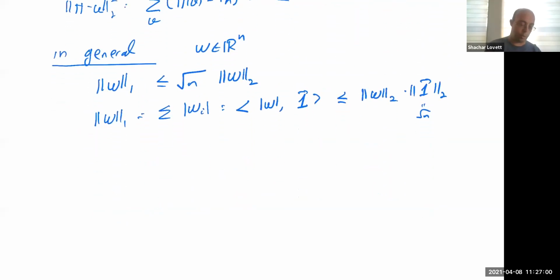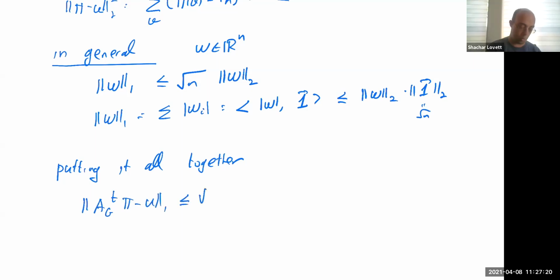Okay, now let's put it all together. What do we get? We have A_G to the t of pi minus u in L1 is at most root n times A_G to the power t of pi minus u in L2, which we said is at most root n times lambda to the t. So we combine the L1 to L2 conversion and the L2 bound. And now our goal was to get this to be less than epsilon.